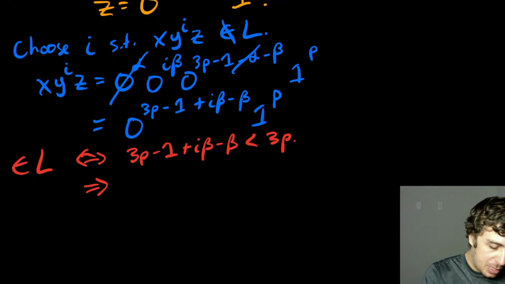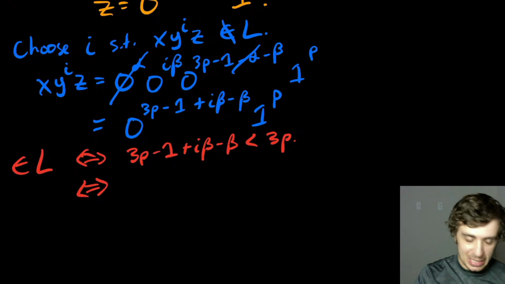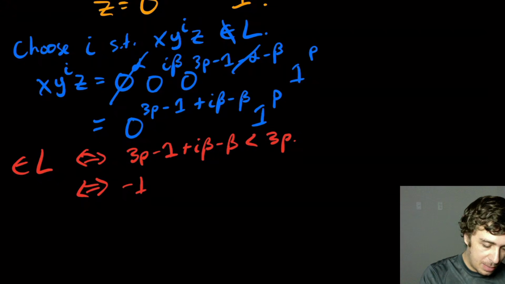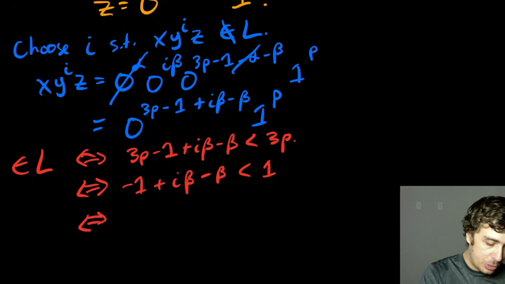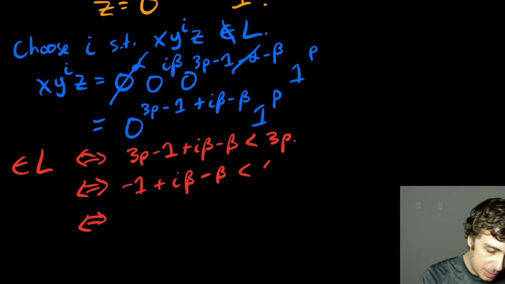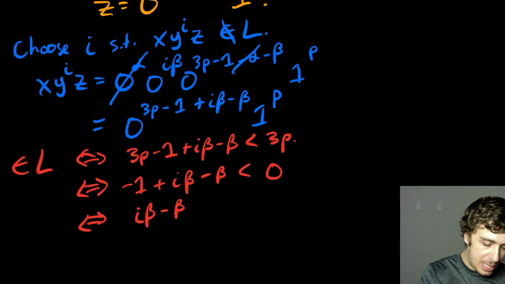So this is if and only if we subtract the 3p on both sides. It's exactly the same, an equivalent expression. So minus 1 plus I beta minus beta is less than 1. And then I'm just going to algebraically manipulate things. This needs to be 0, because I subtracted 3p on both sides. So then I add 1 to both sides. So I beta minus beta is less than 1.